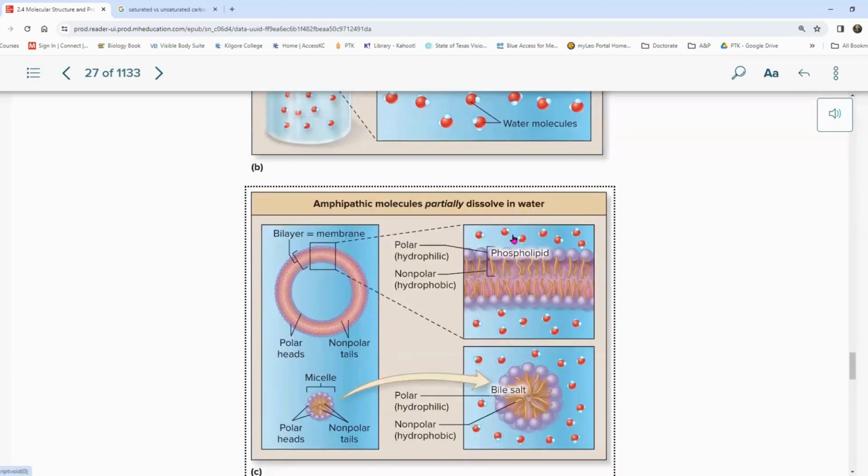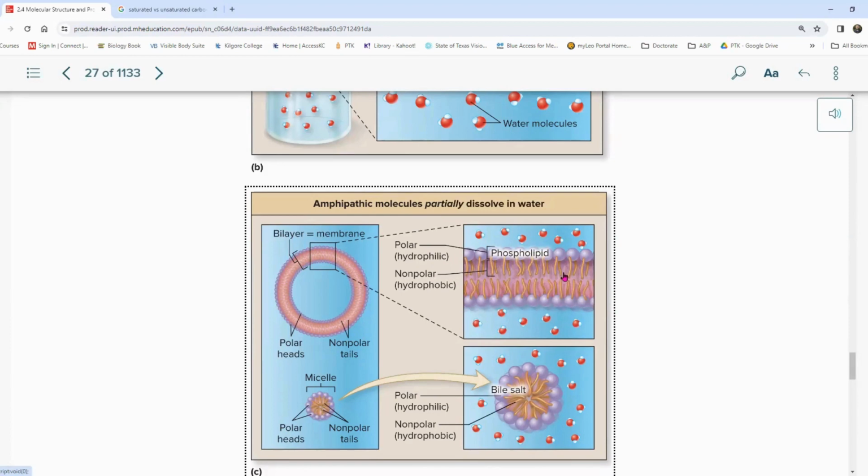Same thing here in a phospholipid bilayer, which we'll see when we get to cells. The tails are going to be hydrophobic, so no water that's on the outside can really get to the inside of the cell. But the outside of the cell is hydrophilic, which means it likes water. That's why you see water molecules here.